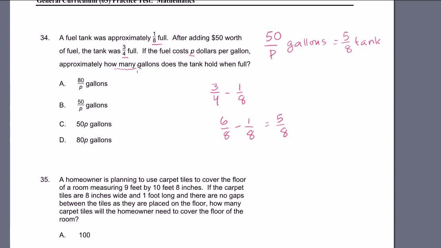Now they're asking approximately how many gallons does the tank hold when full? And it's all in terms of P. So to solve for one tank, we can multiply both sides of this equation times the reciprocal, 8/5. So you multiply 8 over 5 on the left-hand side, times 8 over 5 on the right-hand side, and then I can just cancel. 5's cancel here, 8's cancel here. That's why I did it. So one tank is equal to 8 over 5 times 50 over P gallons. If we divide the numerator and denominator by 5, that becomes 10, that becomes 1. 8 times 10 is 80 over P gallons is equal to 1 tank. And that is choice A.